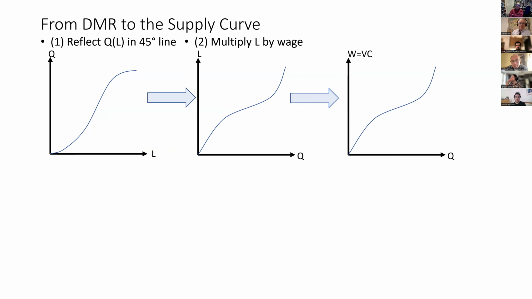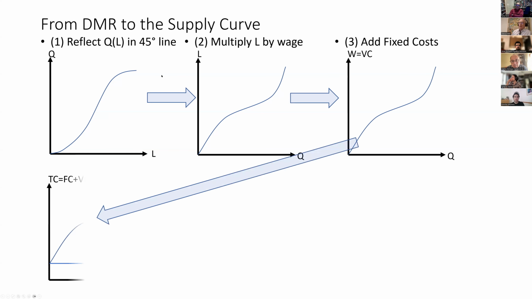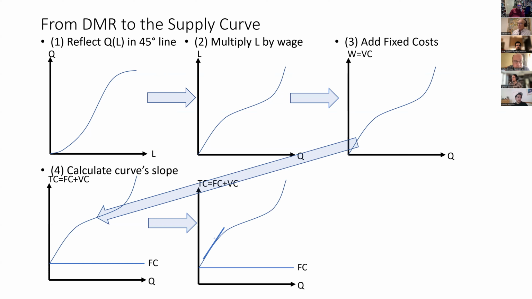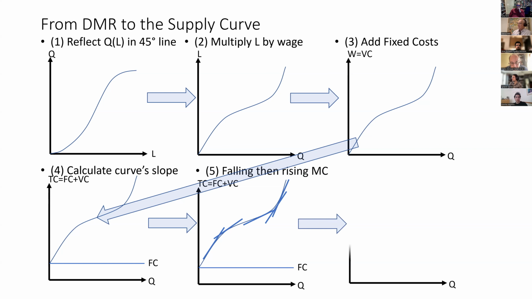To get your total cost, you simply add in fixed costs. That's over here. You whack in fixed costs, which of course are constant at this level of quantity, and now you've got total cost here. Then you calculate the slope of that curve, which is basically taking the differential. First of all, it flattens out, then it gets steeper, and that is what gives you falling and then rising marginal cost. So that's the basic logic.